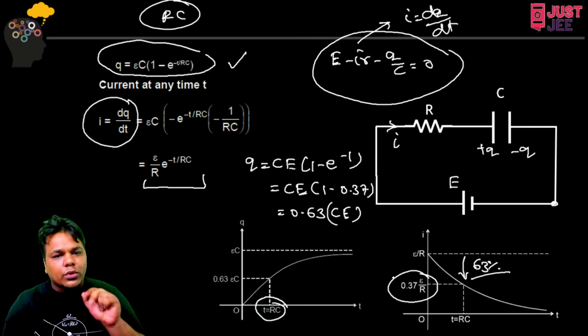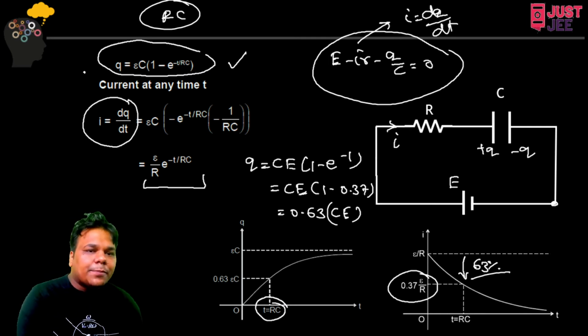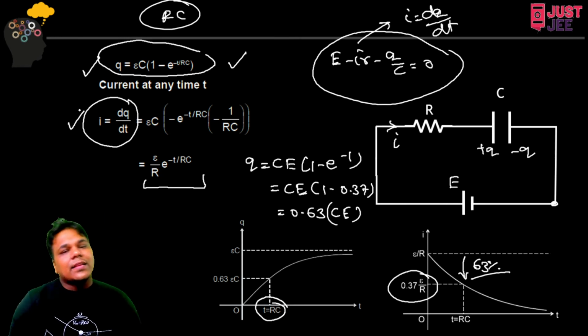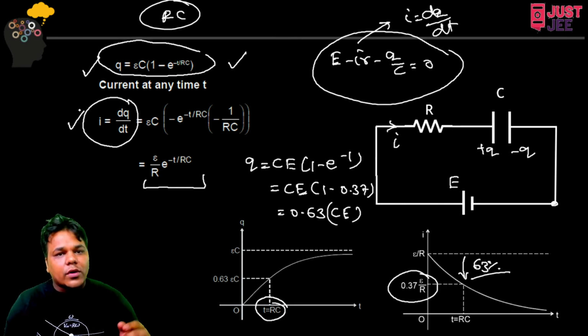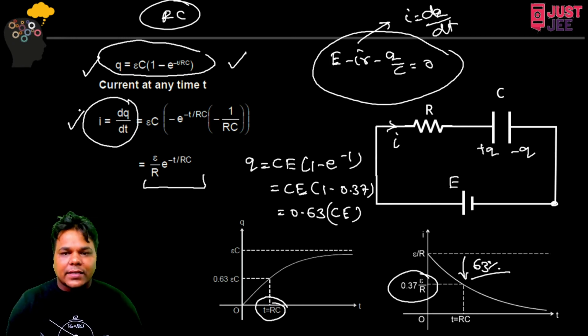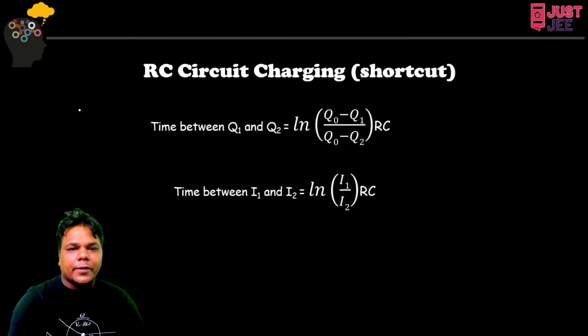So here we learn two things. First, the charge keeps on increasing and the current keeps on decreasing. And second, the value of the time constant at which the process is completed by 63%. Now, coming to the next point.